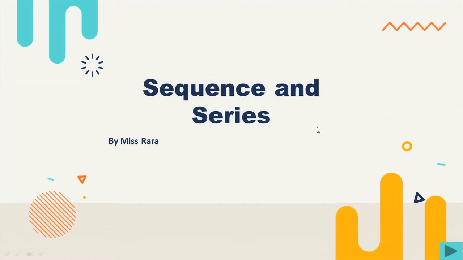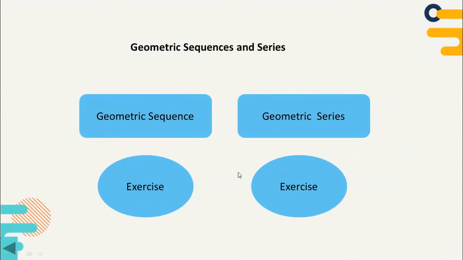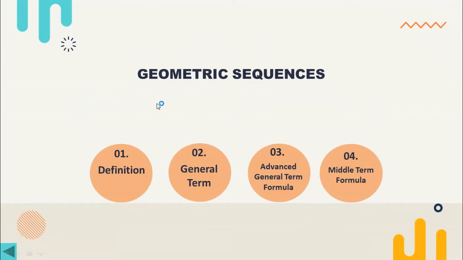Today we will talk again about sequence and series. We already learned about introduction to number sequence and arithmetic sequence and series, but today we will talk about what is geometric sequence. In geometric sequence and series, we divide it into two, actually three, but let's focus on geometric sequence. It is divided into four parts: the first is the definition, the second is the general term, the third is the advanced general term, and the fourth is the middle term formula. So now let's jump to the definition.